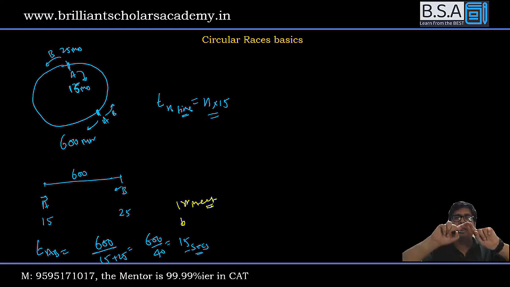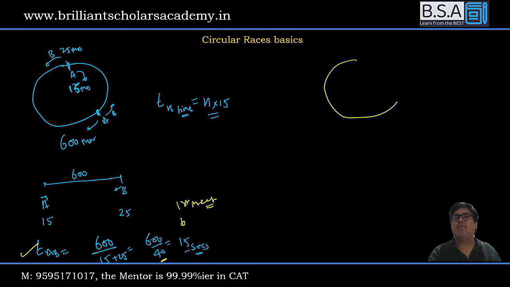So when people travel in opposite direction, you treat it as linear race. Together they are completing. Opposite side से इधर आ रहा है, इधर से आ रहा है. Together they are traveling at a speed of 40 to complete one circle. But what happens when they go in the same direction?